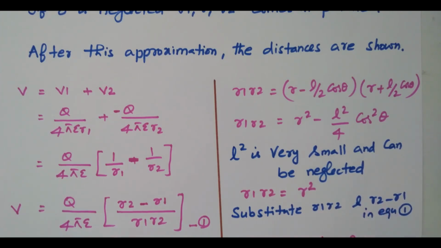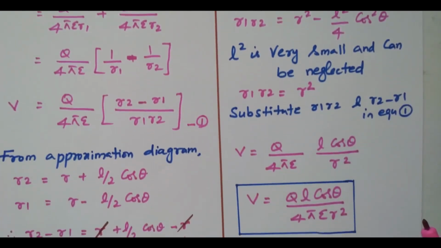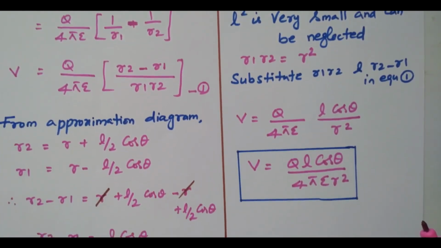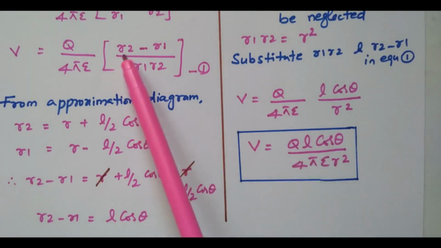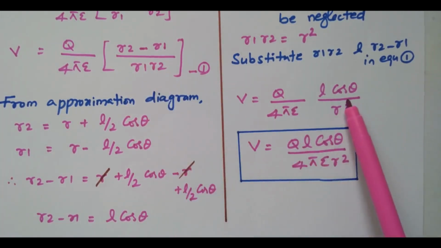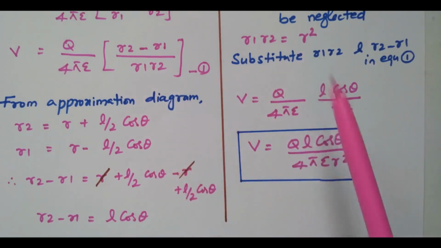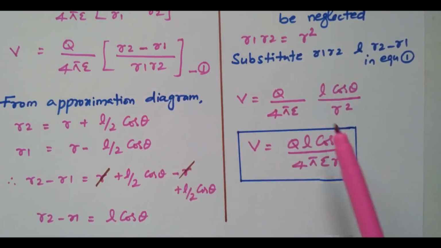Now we can substitute R1 into R2 and R2 minus R1 in equation number 1. So V equal to Q divided by 4 pi epsilon. R2 minus R1 is L cos theta. R1 into R2 is R square. Right, now we have substituted all the values. So V equal to QL cos theta divided by 4 pi epsilon R square. So this is the potential due to the dipole.